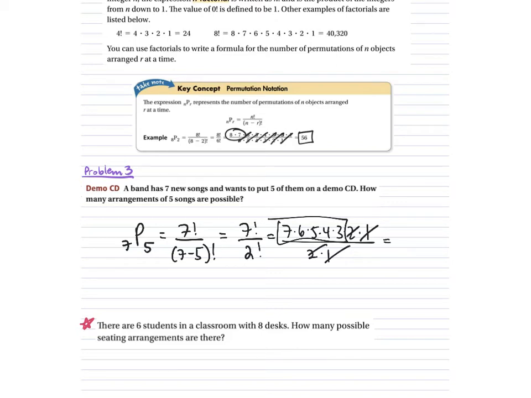But if you put in Desmos 7 exclamation point divided by 2 exclamation point, you can easily see that this is 2,520 different ways, or demo arrangements.